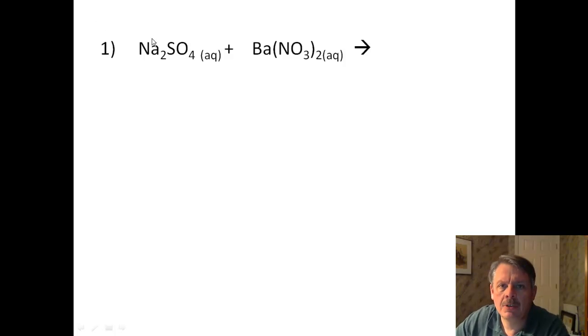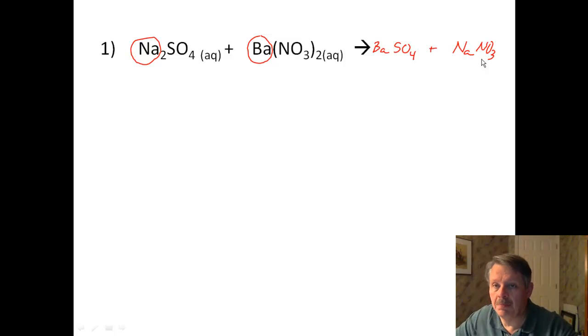Remember, what we have to do is look at what our metal is and what our metal is, and we're going to say they replace each other, or we think they're going to replace each other. So what we do is we come up with barium sulfate, and we come up with sodium nitrate. That's our first step. Then what we have to do is say, does this really happen? Before we get into anything else, does this really happen?